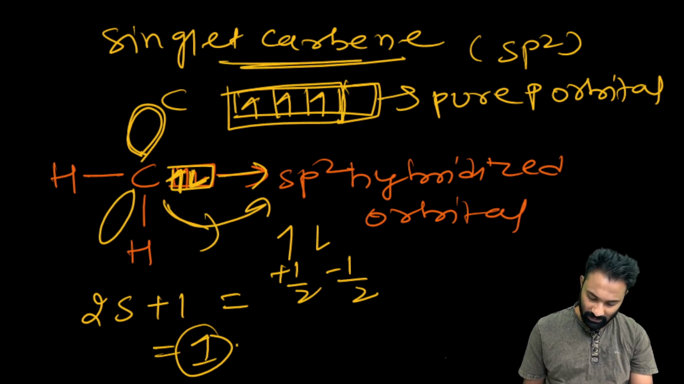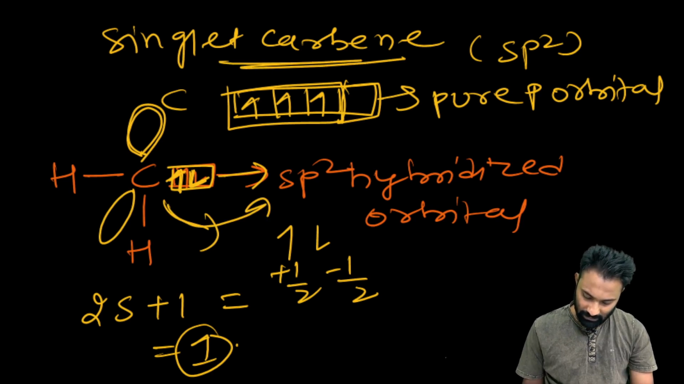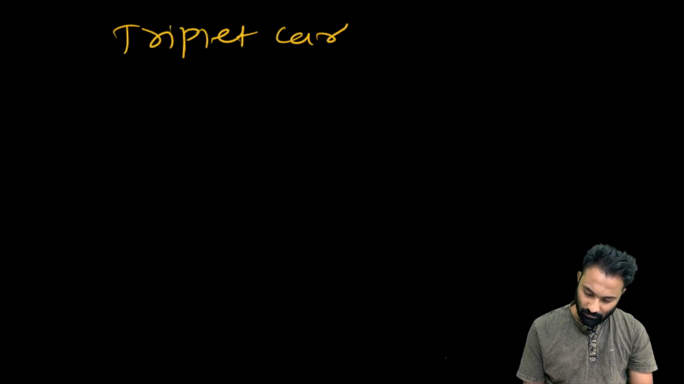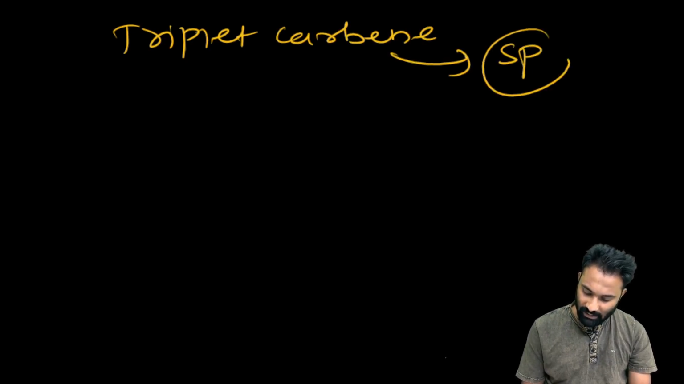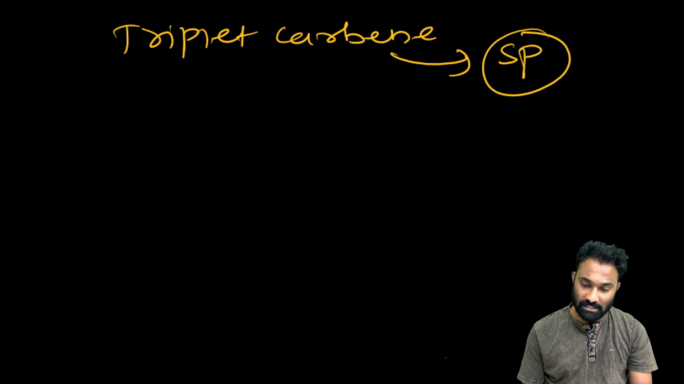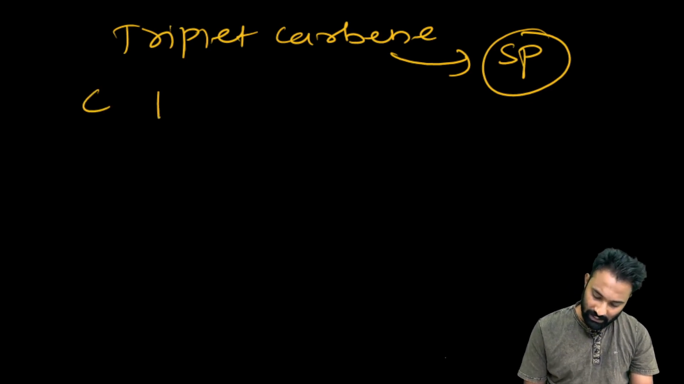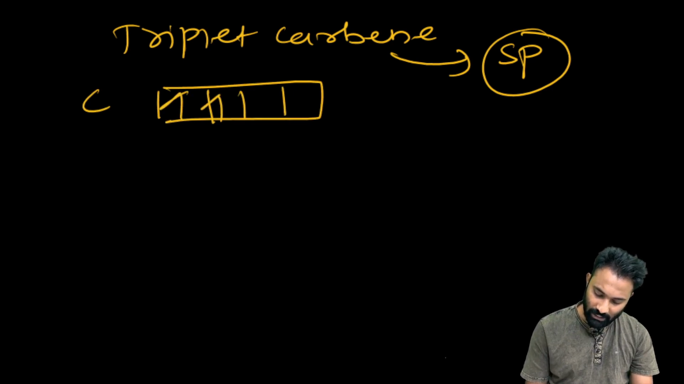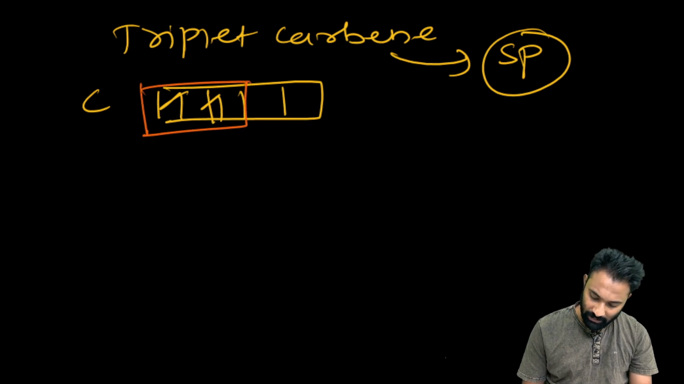Now comes to the triplet carbon. What is the meaning of the triplet carbon? Now this triplet carbon hybridization is sp. Now in the carbon sp hybridization, these are the hybridized orbitals. In the sp hybridization, how many atomic orbitals will be intermixed? Only 2. And the remaining 2 pure p orbitals we are having, right?